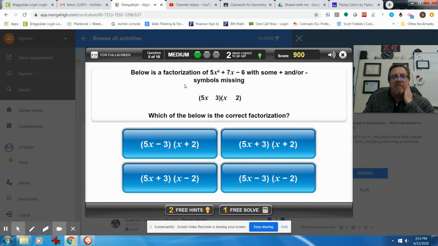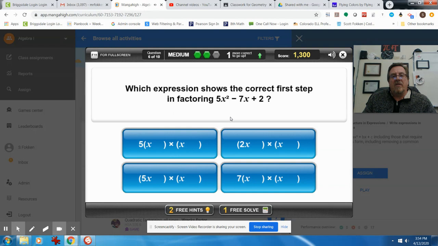The symbols are missing on this one. So notice that the 6 on the end is negative, so my signs are going to have to be different, but they have to combine to be 7. That's a 10x and a 3, and the 7's positive, so we're going to have a positive on the 2 and a negative on the 3. That's the only way we can get a positive 7x, is to have a positive 2 and a negative 3.